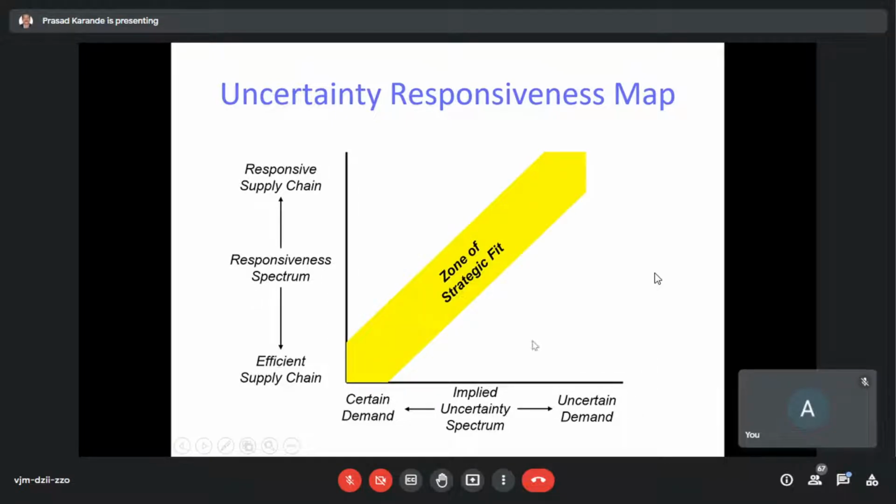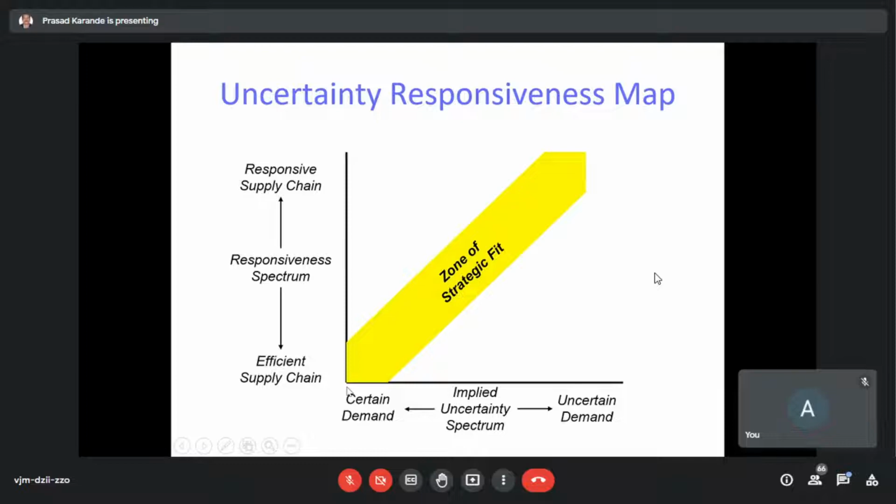And so the strategic fit zone of this uncertainty and responsiveness is like this. It starts from this point and goes like this. As your uncertainty increases, your requirement of responsiveness also increases. Are you getting what I'm saying? Do you agree with me or not? If you don't agree, please let me know, because this is a bit confusing as you have given some different answers. So this is what is expected.